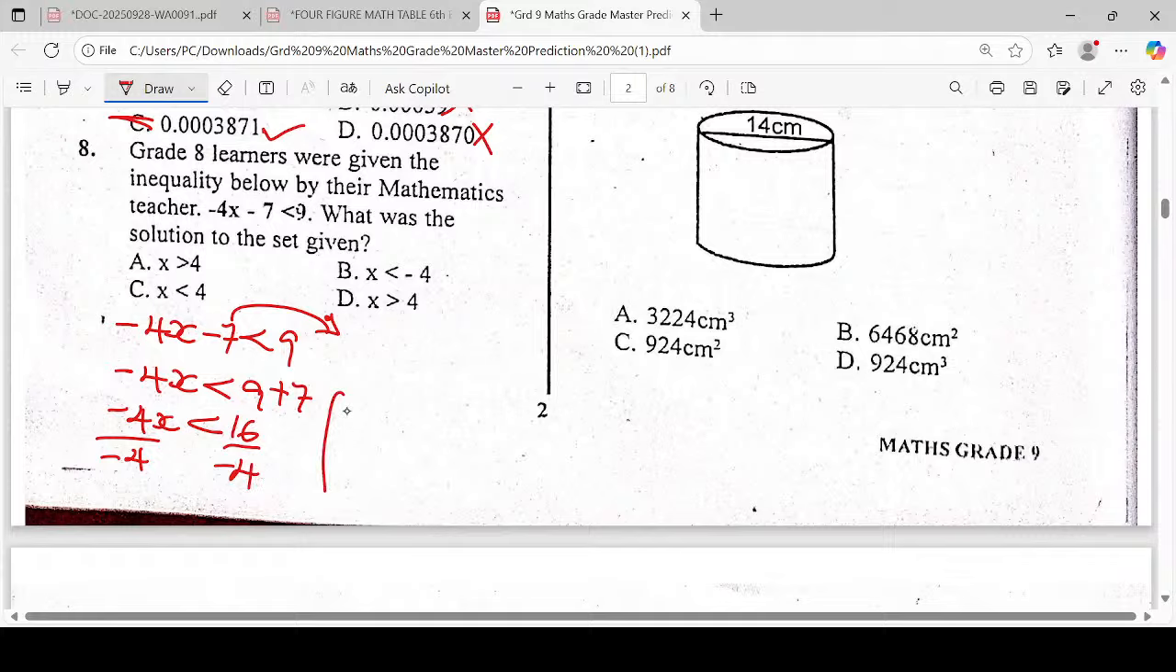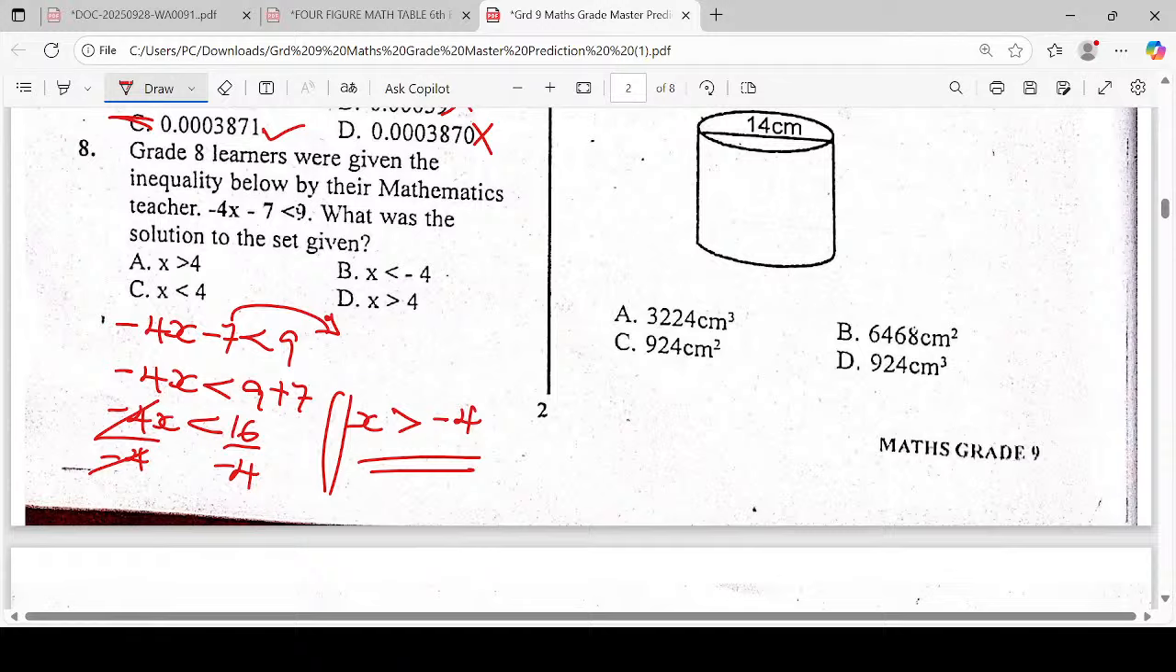Dear learners, remember, when you're dividing through by a negative number, the inequality symbol changes. So negative 4 and negative 4 will cancel. I'll be left with the x. Initially, the symbol was less than. Now the symbol will change into a greater than. 16 divided by negative 4 will become negative 4. So the answer should be x is now greater than negative 4.